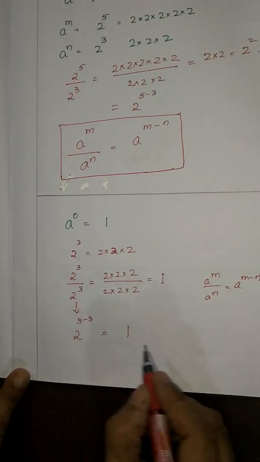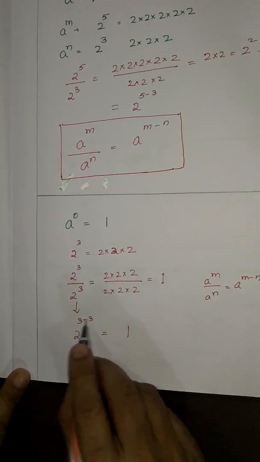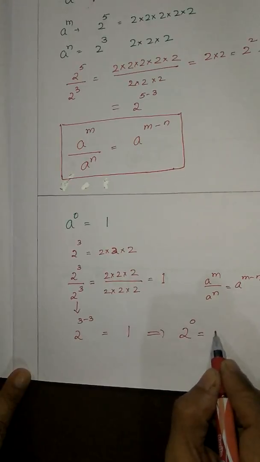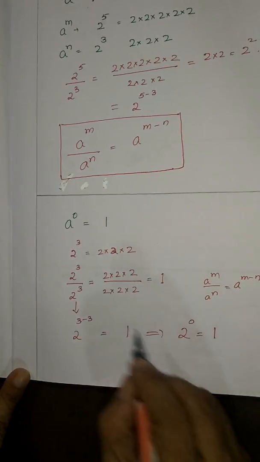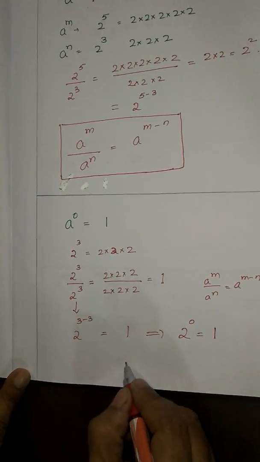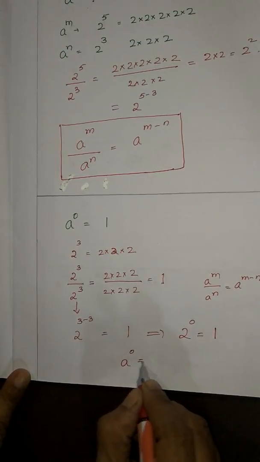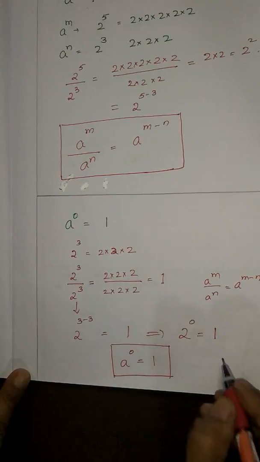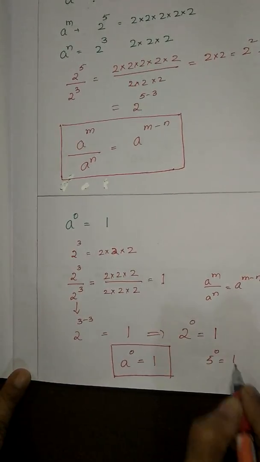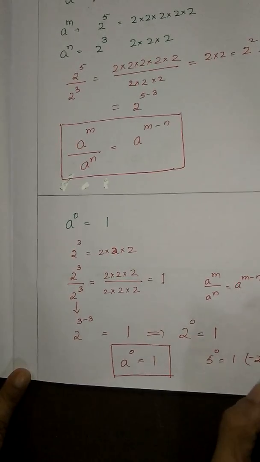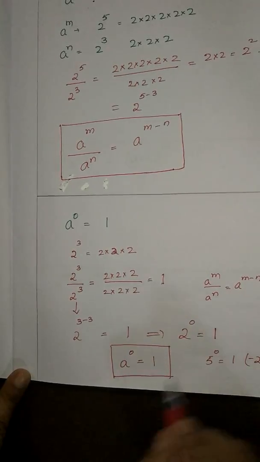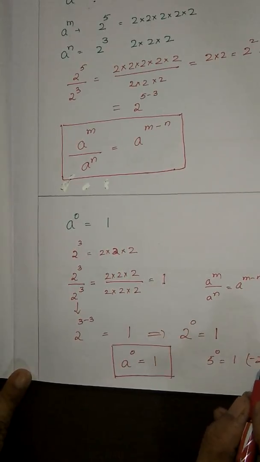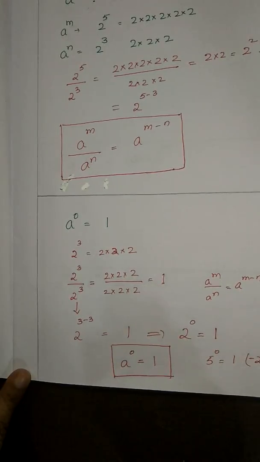What is 3 minus 3? It is 0. So I will get 2 to the power of 0 is equal to 1. So any number raised to the power of 0 is equal to 1. 5 to the power of 0 is 1. Minus 2 to the power of 0 is also 1. So any number, whether it's a fraction or any integer, anything to the power of 0 is always equal to 1.